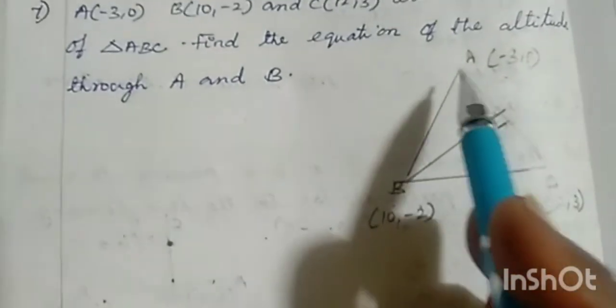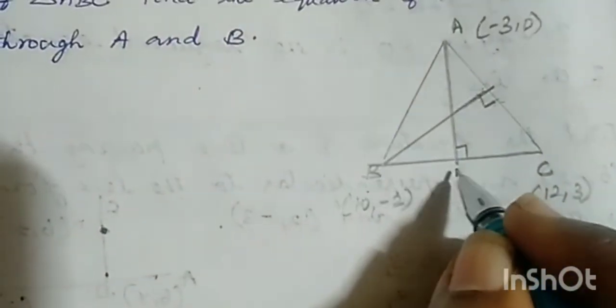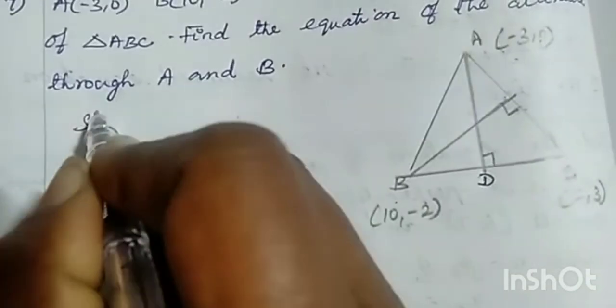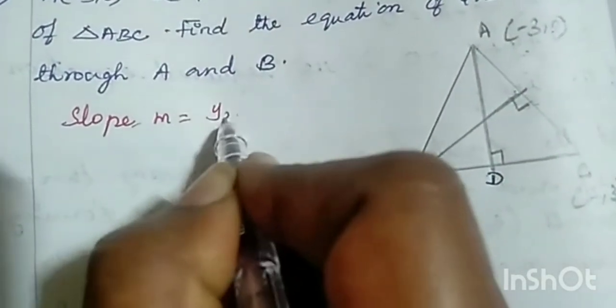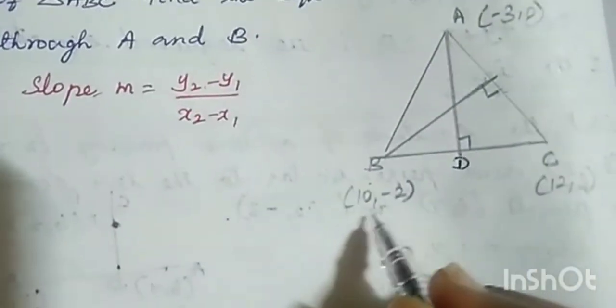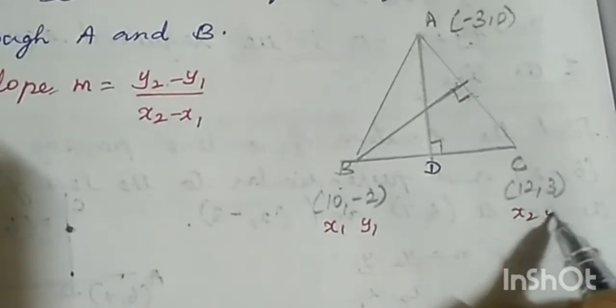First, we are going to find the equation of the altitude through A. Through A means the altitude is this line. I will mark this line as D. Now find the slope of BC. Finding slope for two points, slope m is equal to y2 minus y1 by x2 minus x1. So this one is x1, y1 and x2, y2.